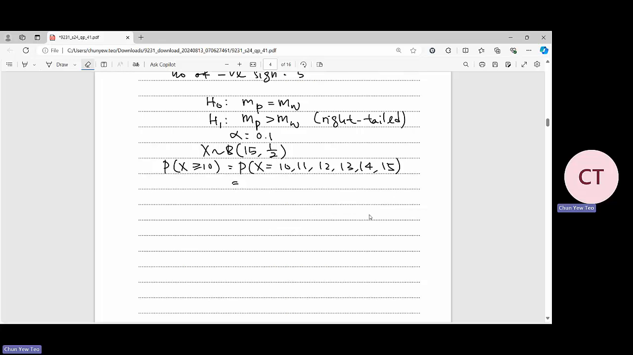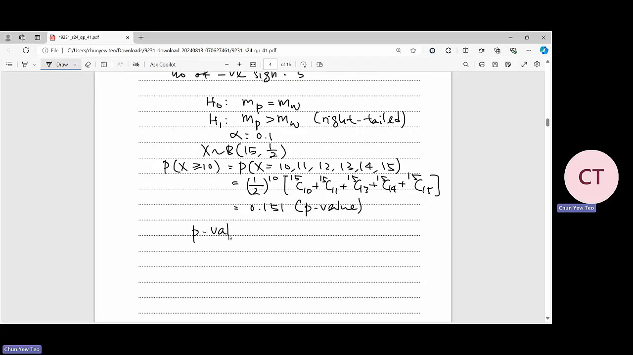Since all the halves will be power n, and n is 15, I just take the half power 15 out. This one will be 15C10 plus 15C11 plus 15C12 plus 15C13 plus 15C14 plus 15C15. Just like that, then press the calculator. You will get 0.151, to 3 decimal places. So this will be my p-value.